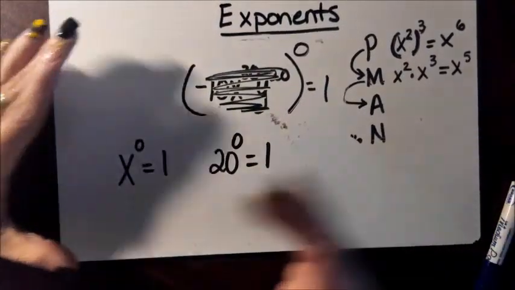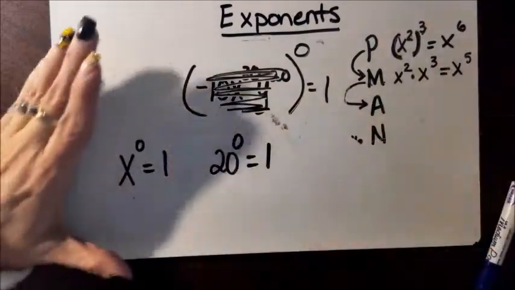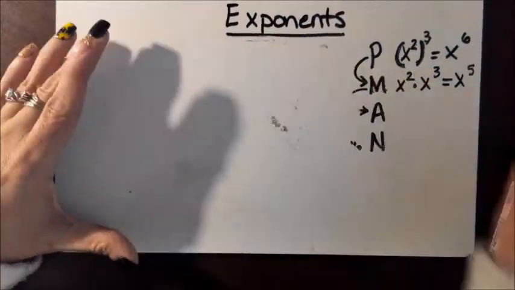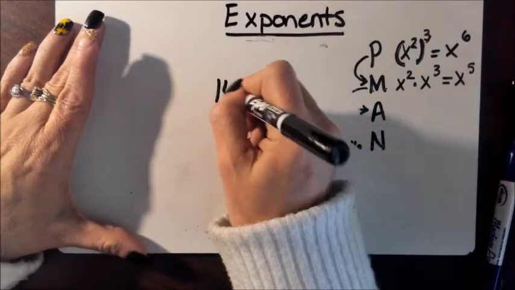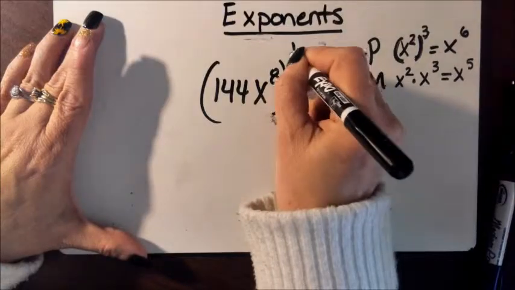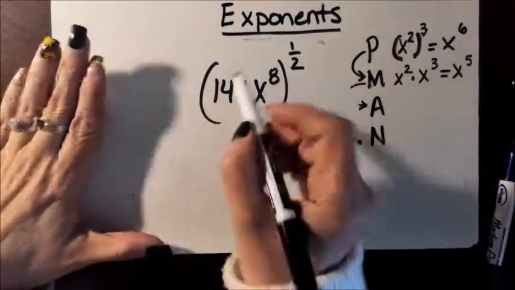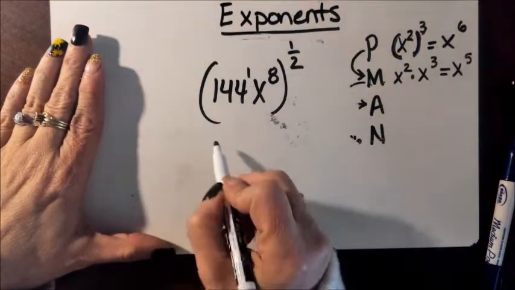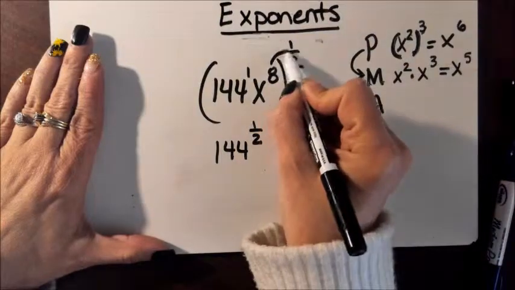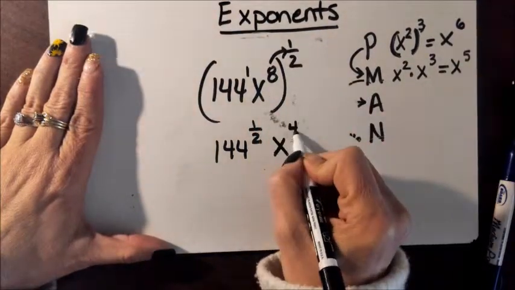And that's kind of a short recap for 5 minutes of exponents. Oh, you know what? I'm going to do one more. I should have done this too. If I have 144 x to the 8th raised to the 1/2 power, P-man says power to power, you multiply. 144 is to the first power, so it's 144 to the 1/2 power. 8 times 1/2 is half of 8, which is 4.